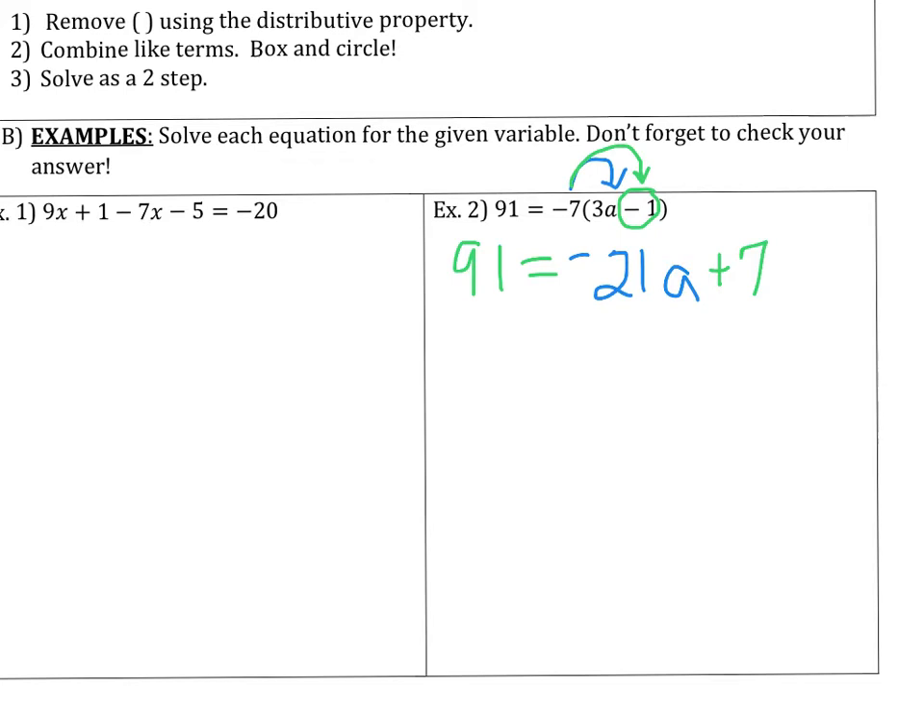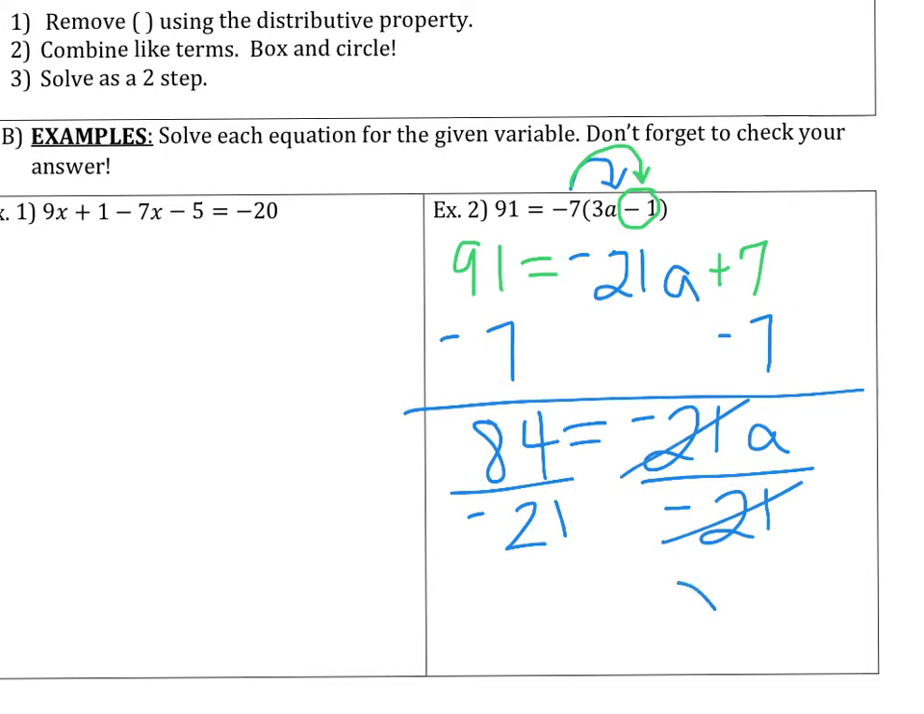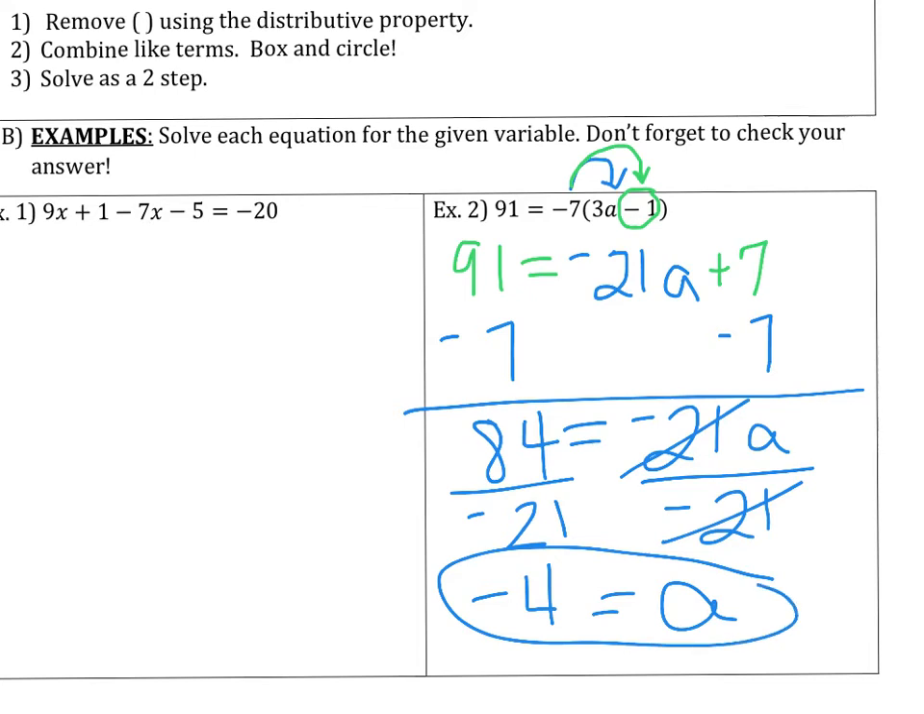All right, now you're down to a two-step equation. You're trying to isolate, get a by itself. In this case, negative 21a by itself. So you have a plus 7, so the inverse operation of addition, we're going to subtract 7 from both sides. All right, 91 minus 7 is 84 equals negative 21 times a. Inverse of multiplication, we're going to divide both sides by negative 21. Then we are left with a is equal to negative 4.